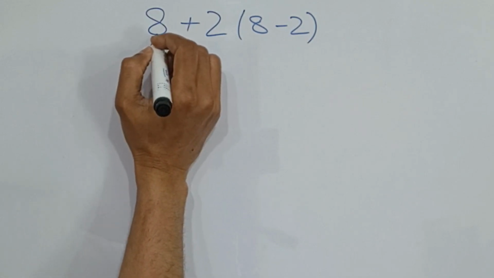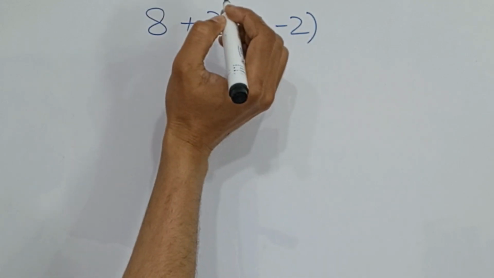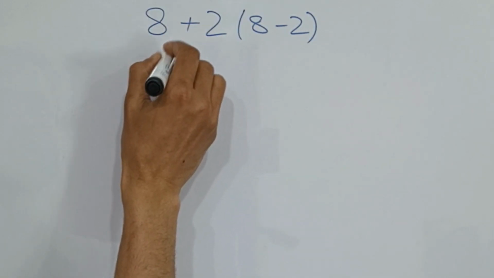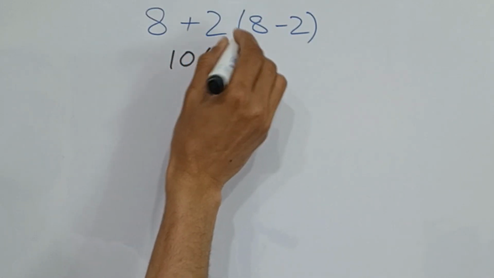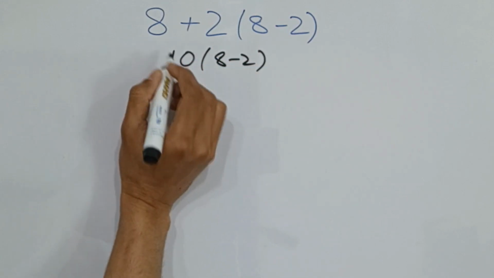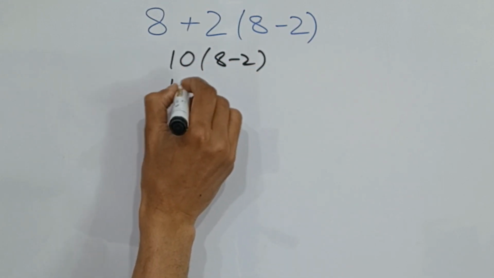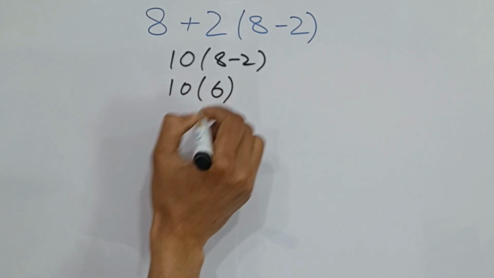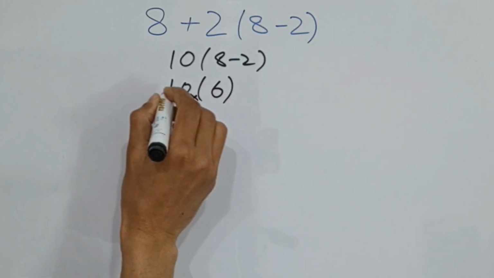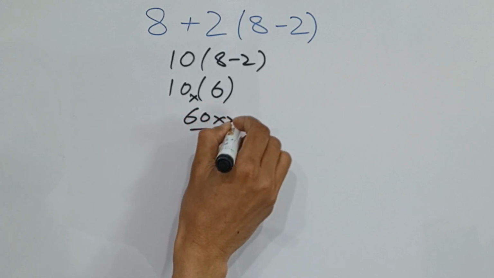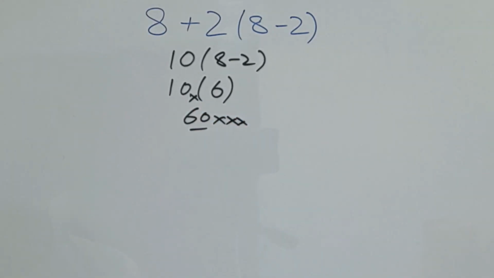Hey guys, can you solve 8 plus 2 and 8 minus 2? Okay, 8 plus 2 equals 10, and 8 minus 2 equals 6. Now here is multiply: 10 times 6 equals 60. This is not the correct answer, guys.